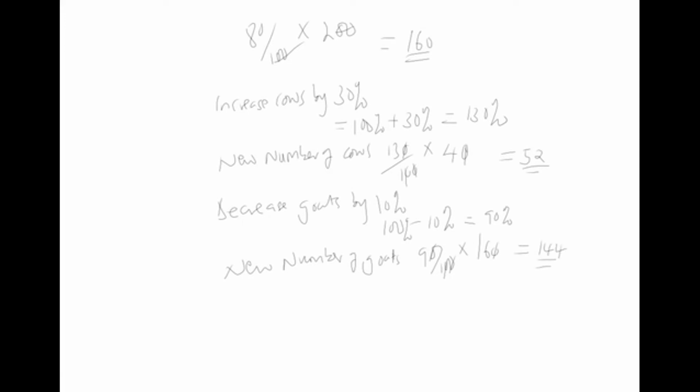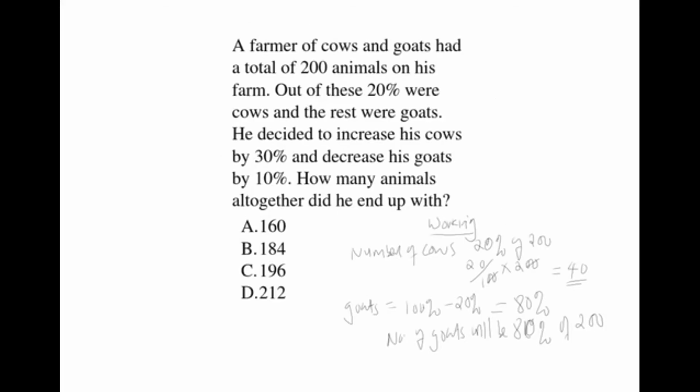So we are being told to calculate the number of animals he ended up with. So we take 52, that is total animals. We take 52, we had 144, and this gives us 196 as our total new number of animals, and therefore our correct answer is C.